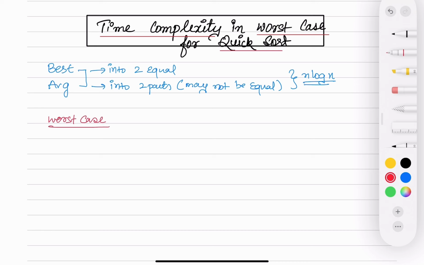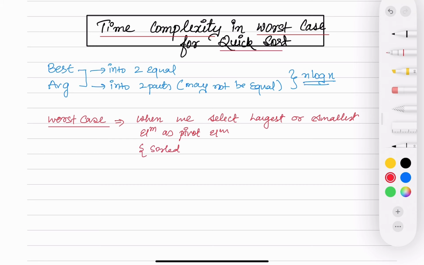When do you think the worst case will happen in terms of quicksort? The worst case happens when we select the largest or smallest element as the pivot element. For example, you have a sorted array. I'll give an example to you.